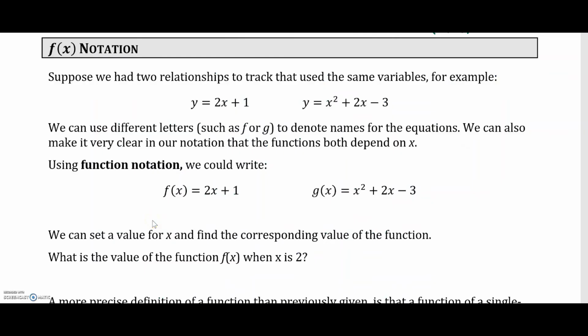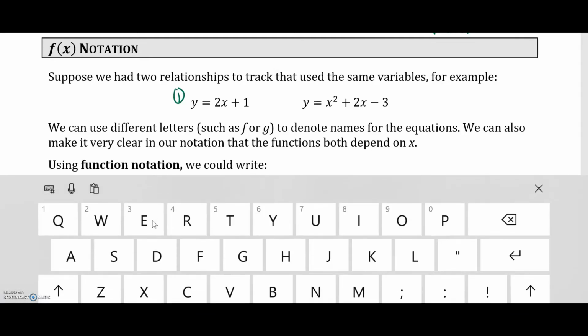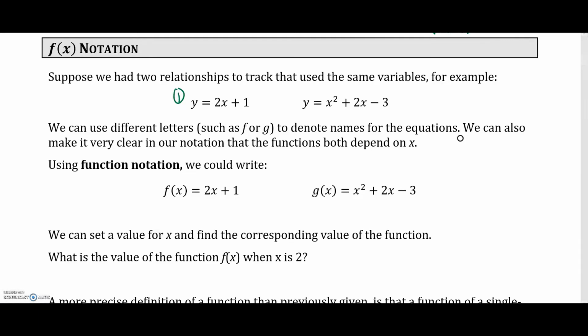Now we're going to look at f of x notation, or function notation. Suppose that we had two relationships to track that use the same variables. For example, function 1, or relationship 1, where y is equal to 2x plus 1, and a second relationship where the same variable y is equal to x squared plus 2x minus 3. We can use different letters such as f or g to denote names of the equations.